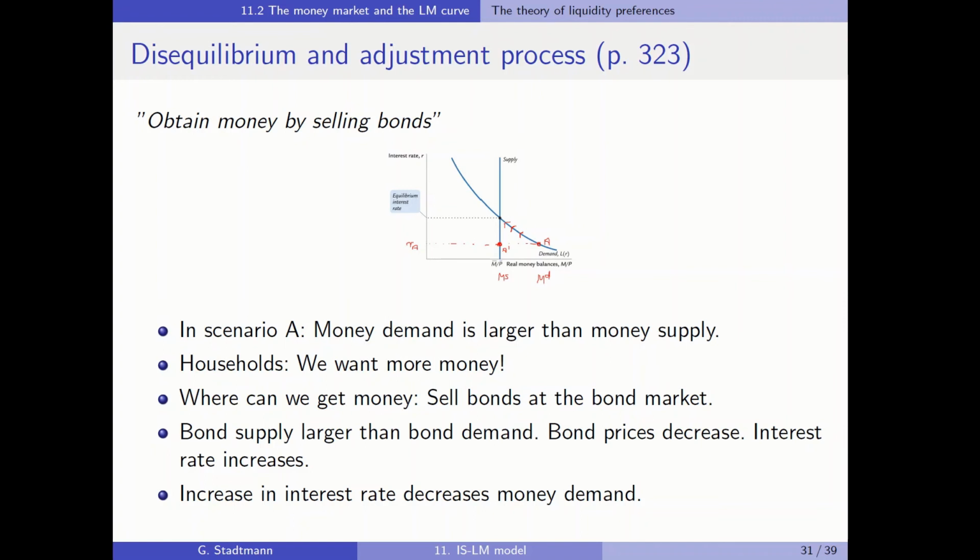Afterwards, the increase in the interest rate decreases money demand, which is indicated by these little arrows here. So when the interest rate increases, money demand decreases until we reach an equilibrium here where supply and demand intersect. So this is the line of argumentation related to the adjustment process in case that we start in a disequilibrium.